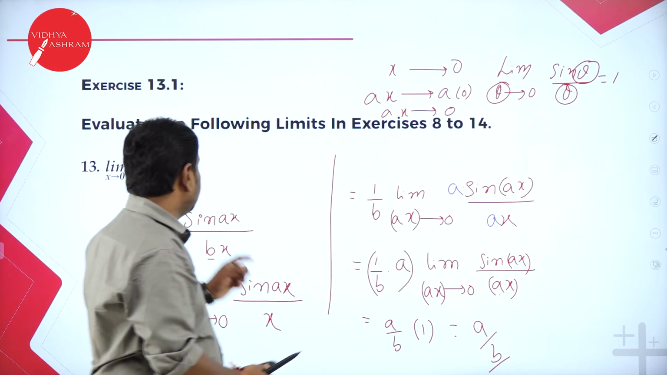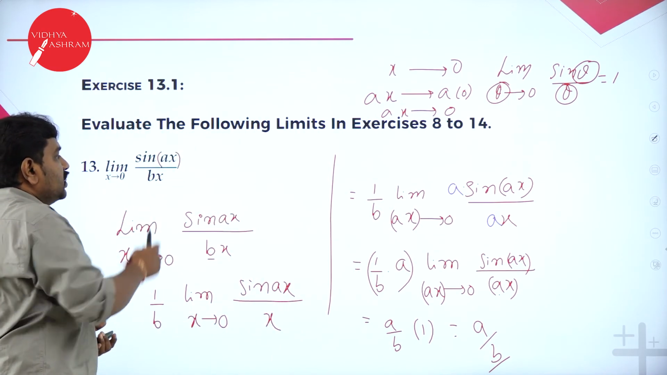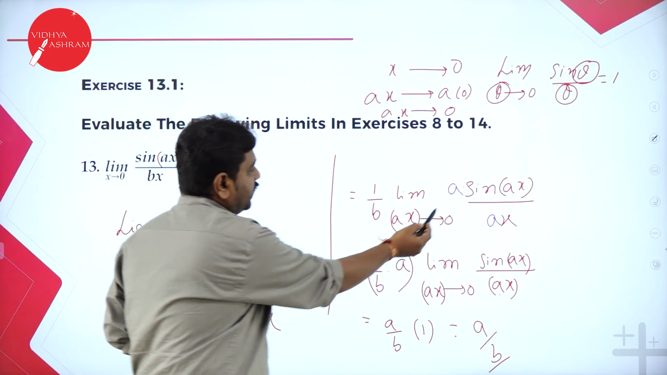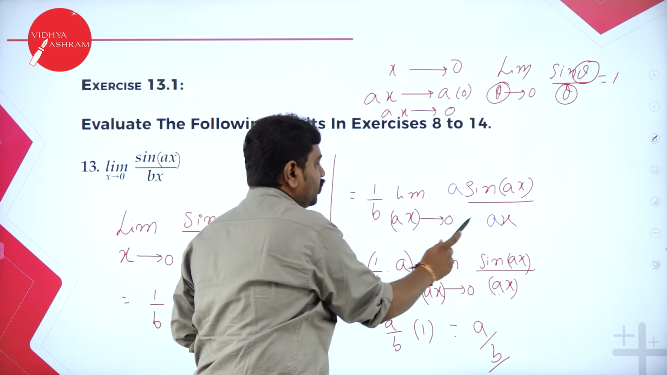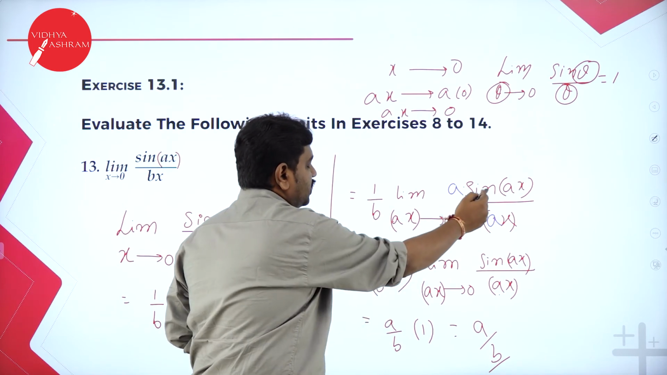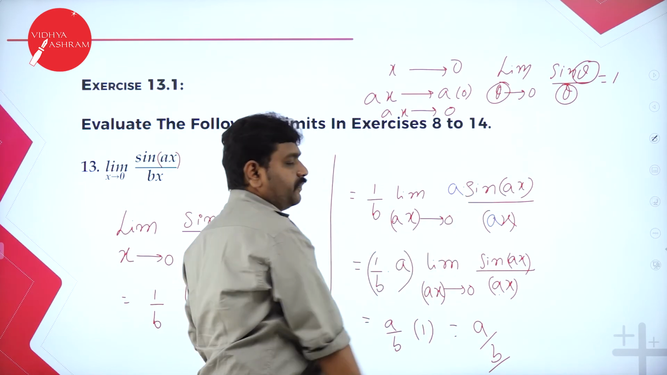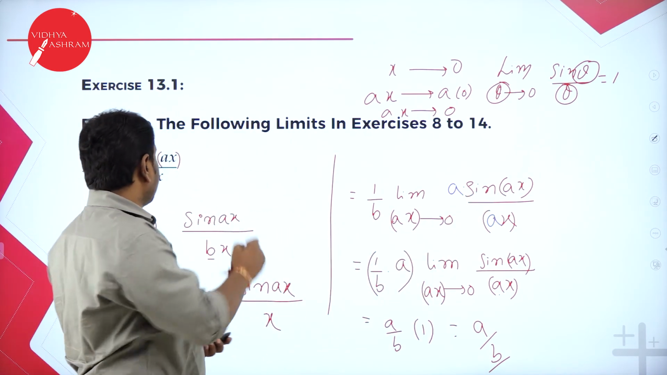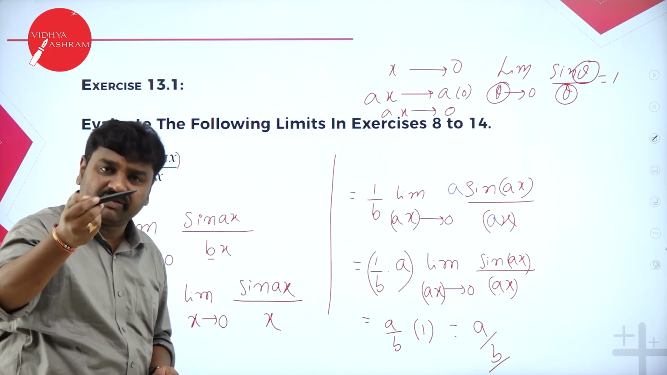Always try to make the internal term. Inside sin what do we have? a. So that's why divide and multiply by a. And multiplied a, you take it out, and now sin ax by ax. These two match, and this sin theta by theta is 1. I hope all of you understood. Suppose if you have sin 5x, then divide and multiply by 5.